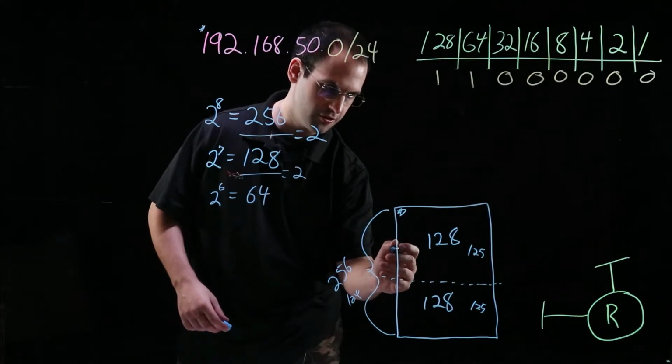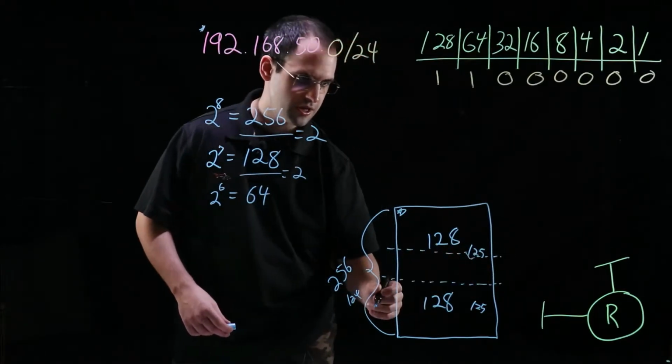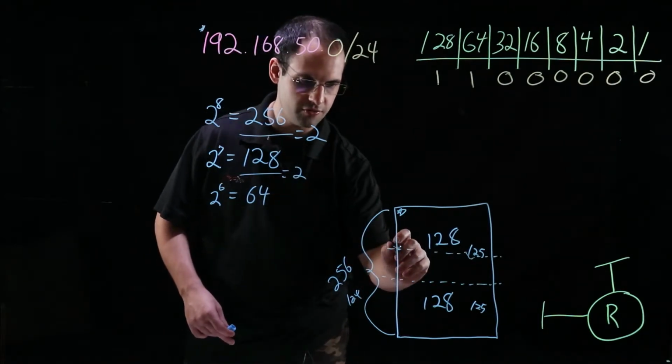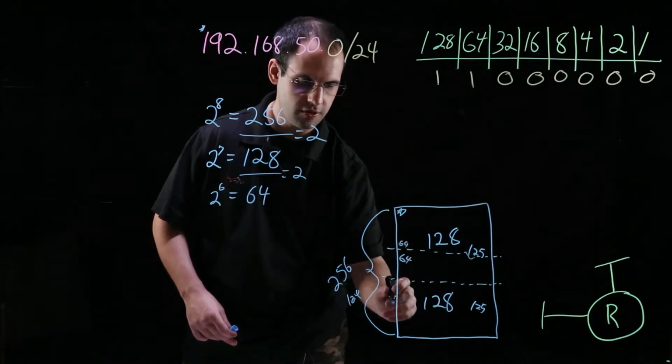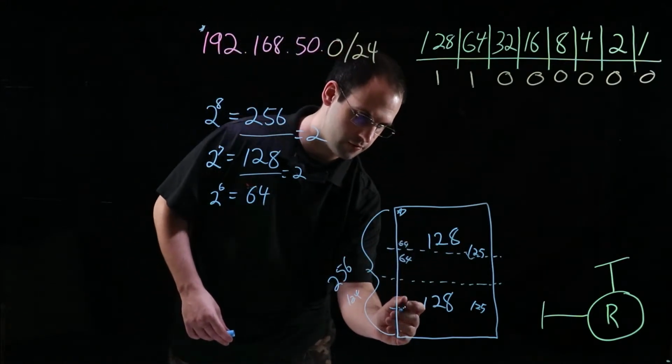So we could kind of just, let's go around it right there, right? Cut that in half. And that creates 2 networks of 64 apiece, all right? But that also splits the 128 in half, right?